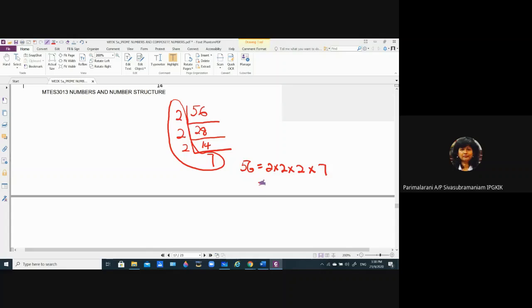But the best way of writing it is 2 to the power of 3, this is what we call an exponent. 2 to the power of 3, or 2 exponent 3, times 7. So we have written 56 as a product of prime numbers, and this process is called prime factorization. This is method 1.